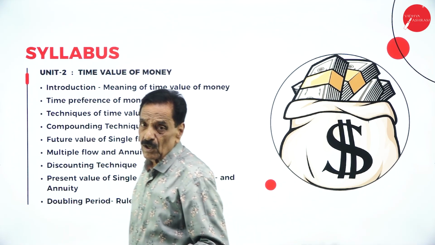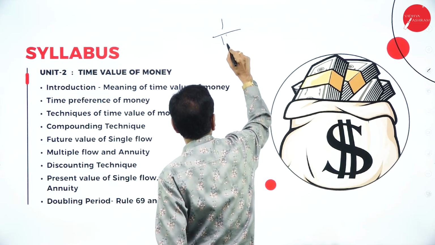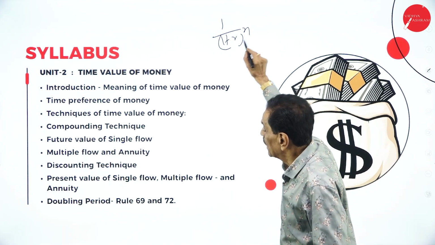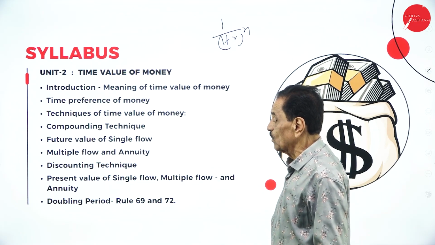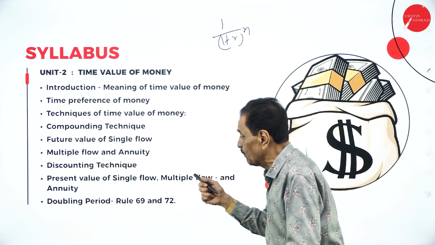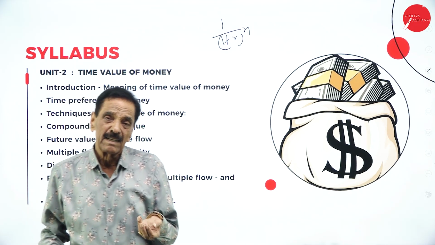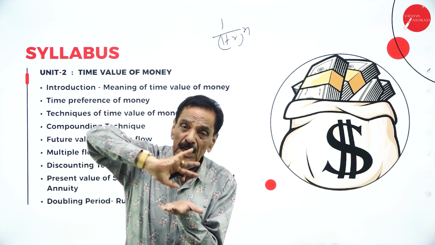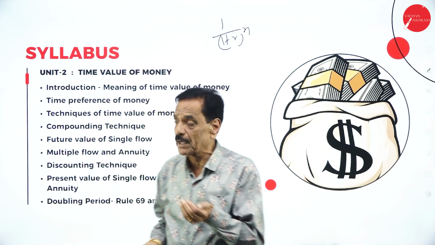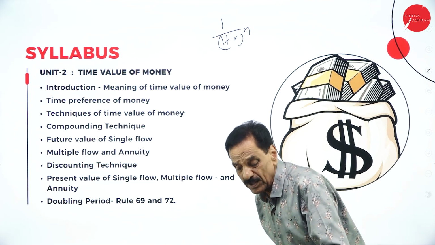Discounting factor means 1 divided by (1 plus r) to the power of n. Here r is the rate of interest and n is the number of years. That's called the discounting technique. Then present value of single flow, multiple flow and annuity. Annuity is a method of flow. How many years we are going to pay the amount, at what percentage, all will be explained. Then we explain the rule of 69 and 72.